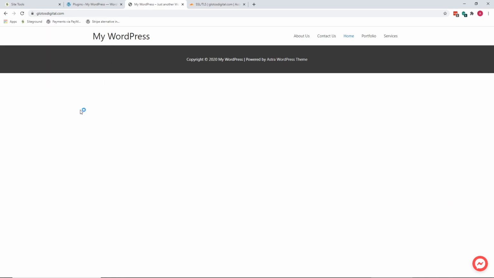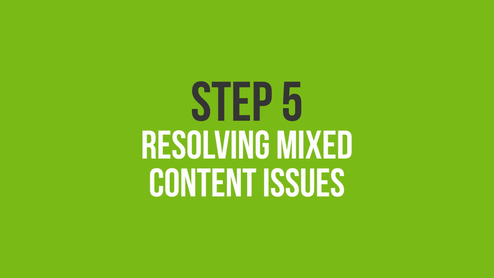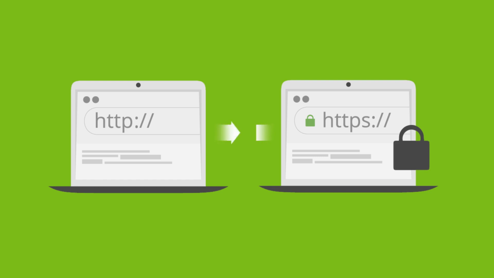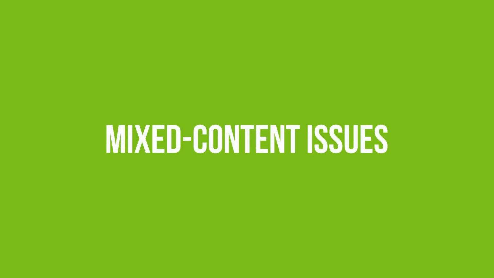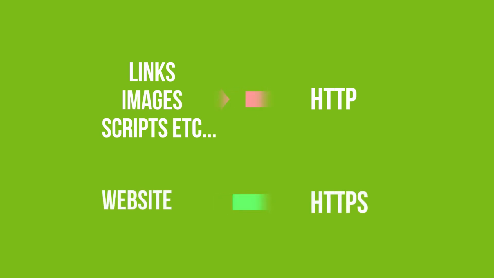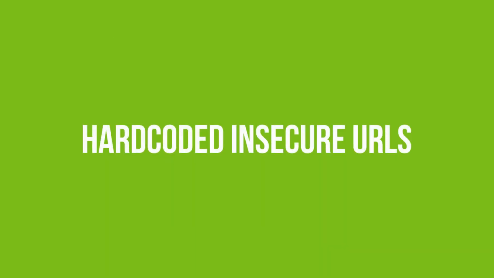Now let's go ahead and do the last step, which is step 5: resolving mixed content issues. By the time you get to this step, your site should automatically redirect visitors to the HTTPS version of your site. Redirecting a WordPress site can lead to mixed content issues. This means that some resources, including links, images, scripts, etc., are loaded over the insecure HTTP protocol while the site is loaded over HTTPS. Depending on the browser, the padlock might be missing from the address bar, or your site will not be displayed as fully secured.